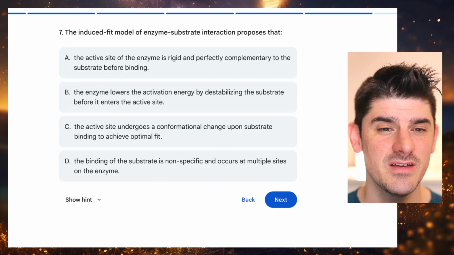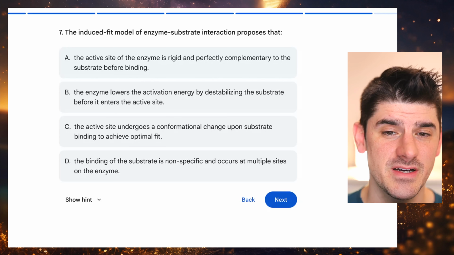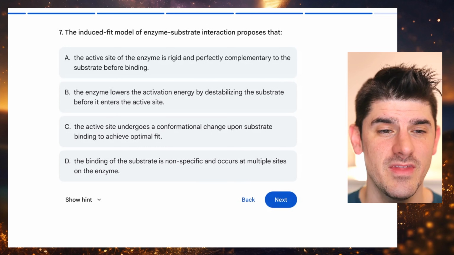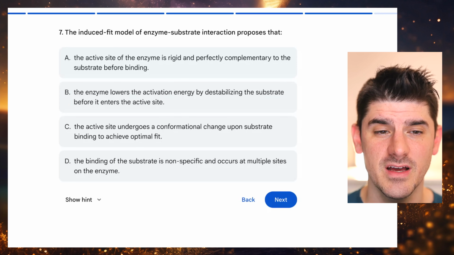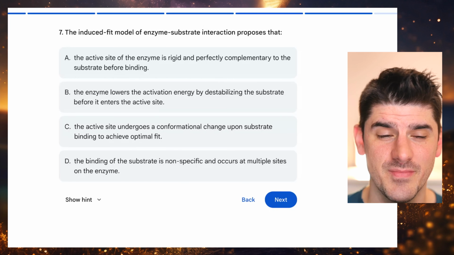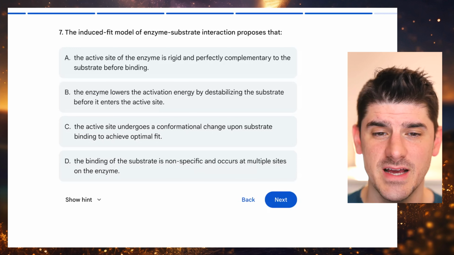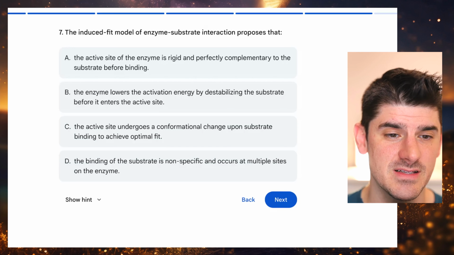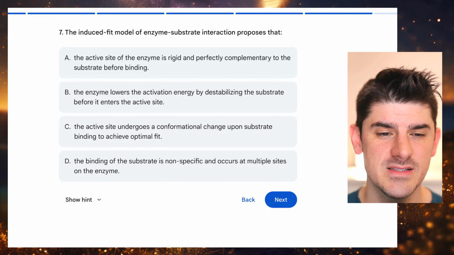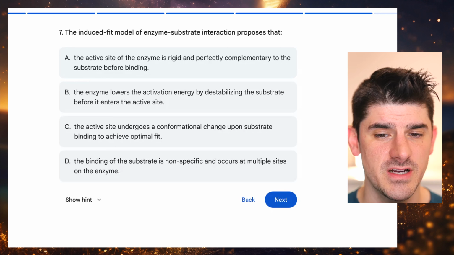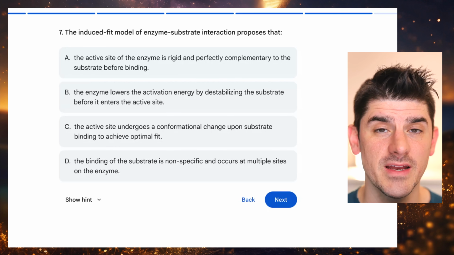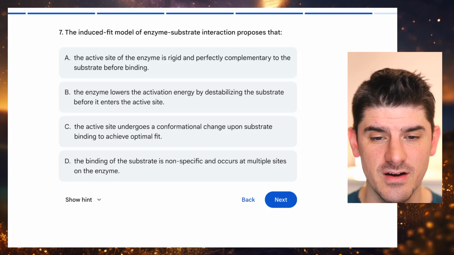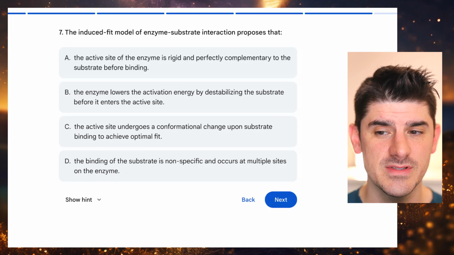Number 7, the induced fit model of enzyme substrate interaction proposes that A, the active site of the enzyme is rigid and perfectly complementary to the substrate before binding. B, the enzyme lowers the activation energy by destabilizing the substrate before it enters the active site. C, the active site undergoes a conformational change upon substrate binding to achieve optimal fit. Or D, the binding of the substrate is non-specific and occurs at multiple sites on the enzyme.